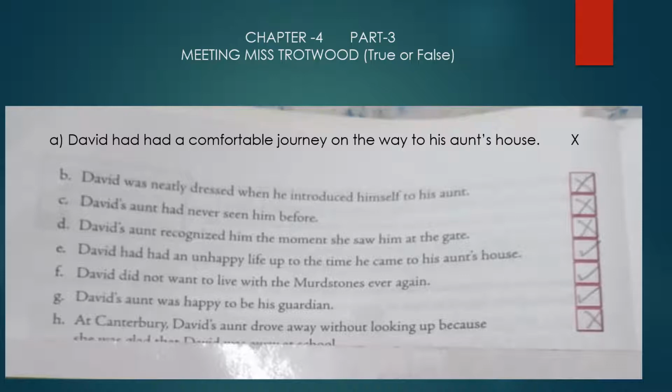H and last one. At Canterbury, David's aunt drove away without looking up because she was glad that David was away to school. No, this sentence is wrong. His aunt was not happy at that time. So this statement is wrong. So children, see, first one is wrong, second again wrong, third, C, wrong. D, wrong. E, right. F, right. G, right. And H, wrong. I think this is clear to you.